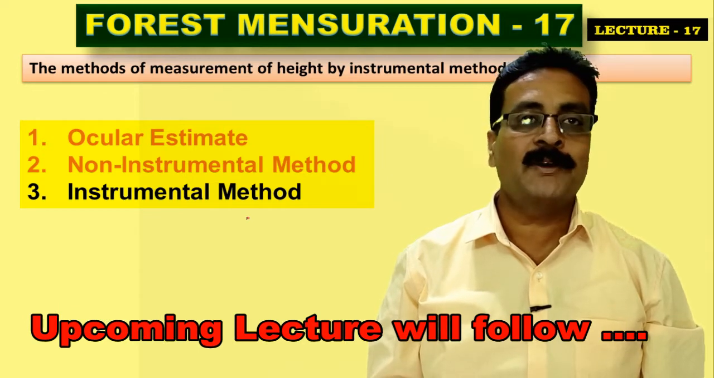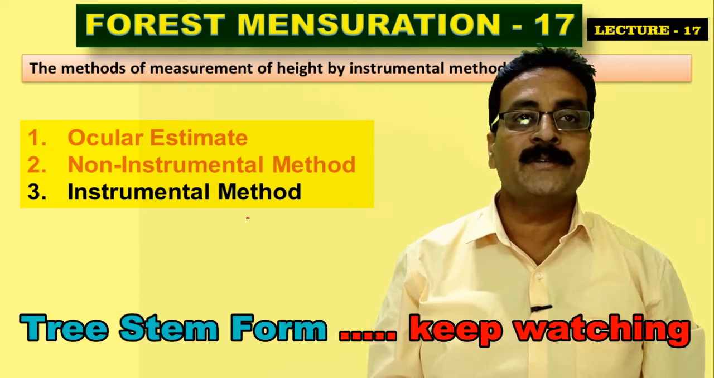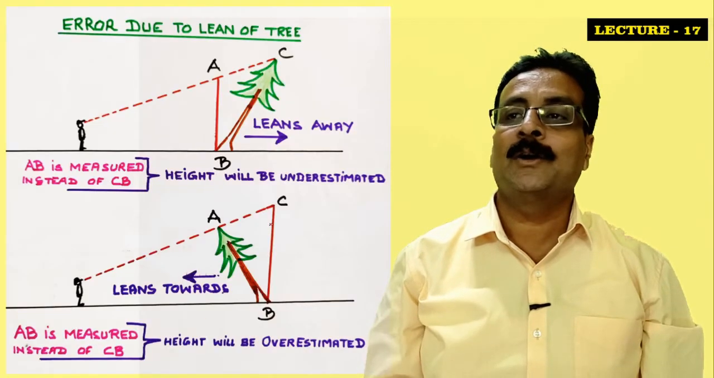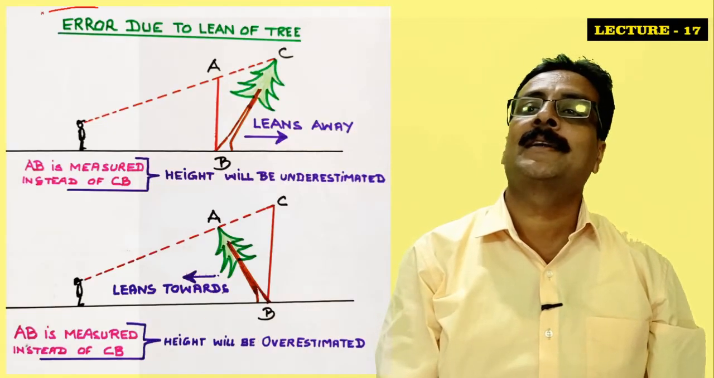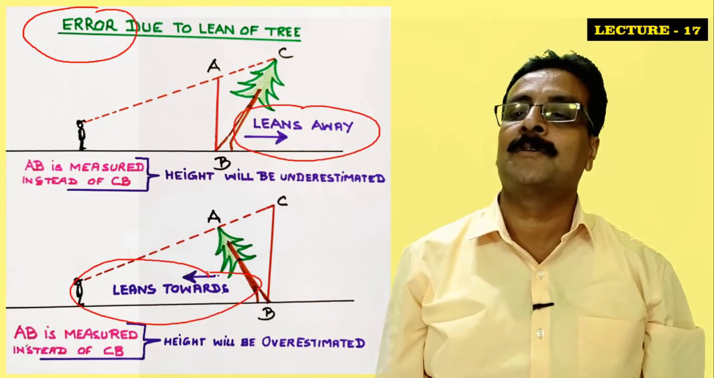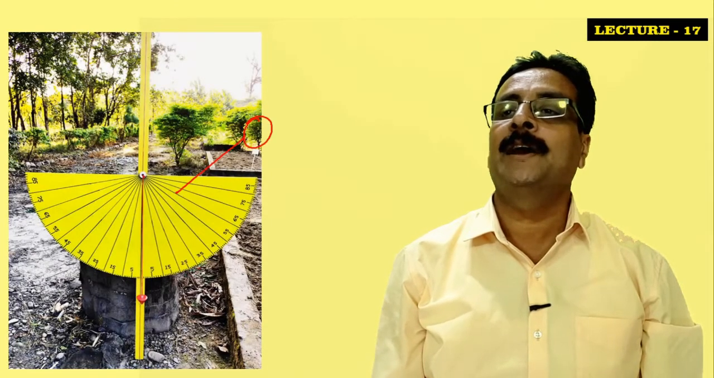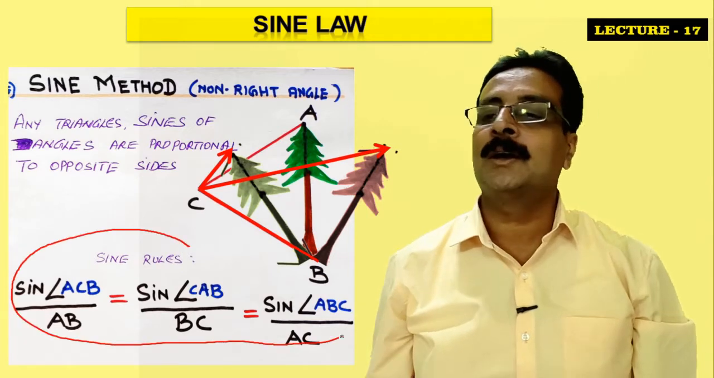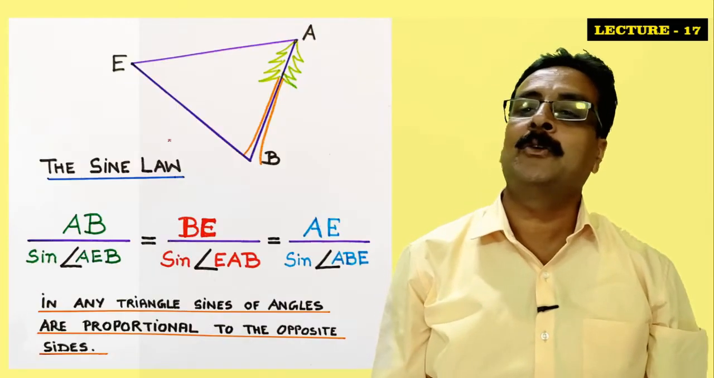There are some cases left of leaning trees. So let's understand about the sine method. Already there is this error, whether the tree is away from the observer or towards the observer. We will be studying the different cases by taking the theta angle, and in my previous lectures many times I told you about the sine rules.